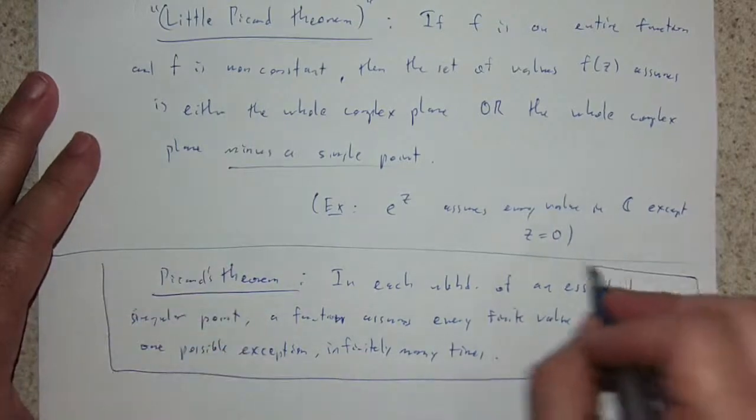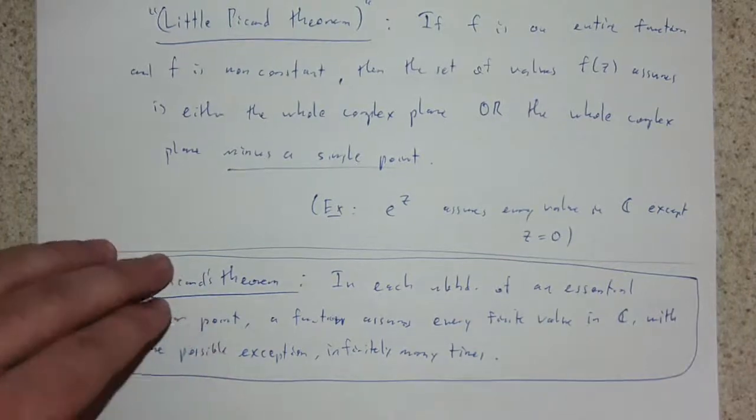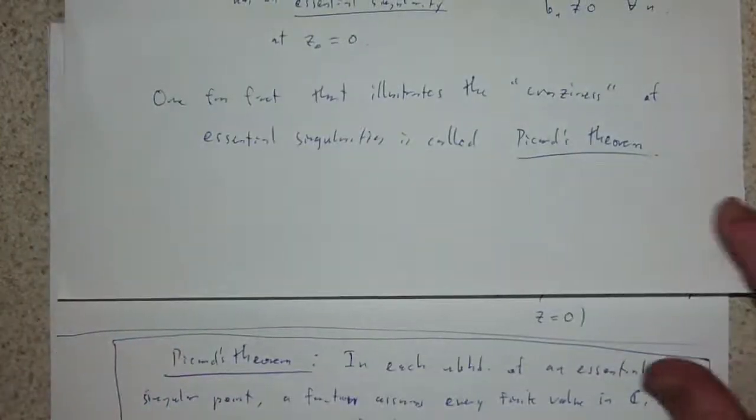Think about that for a second. In any neighborhood of an essential singular point, a function assumes every complex number value possible, except that it might miss a single point, infinitely many times. Let's go back to our example and see how this relates to Picard's theorem.